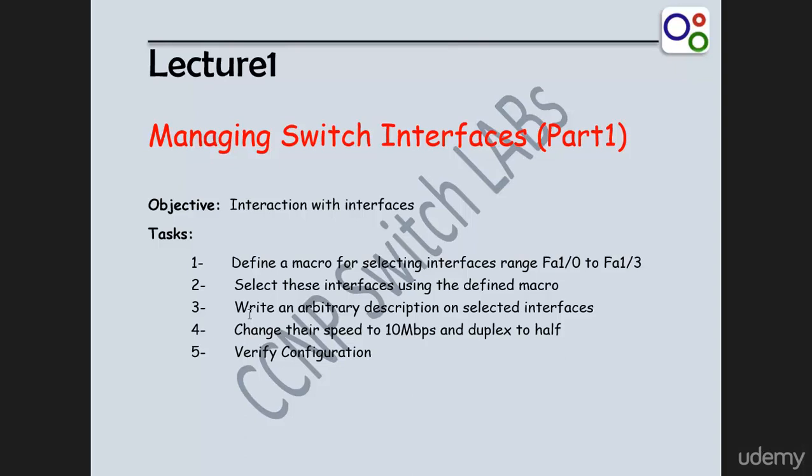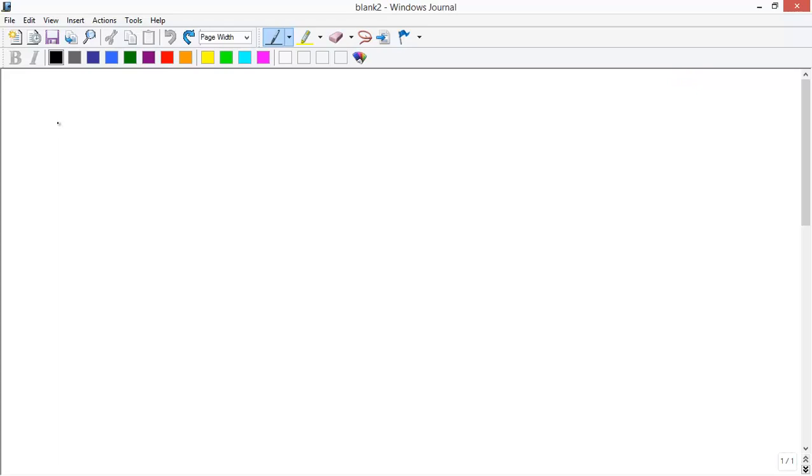For today's, I want to show you how to define a macro for selecting interfaces ranges, and after that manipulating some interfaces. Working with interfaces could be a daily basis work for every network administrator. You have to configure the interfaces. I'm sure all of you know how to configure interfaces and how to select them.